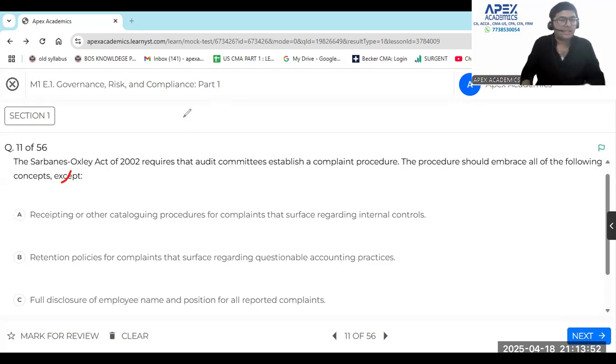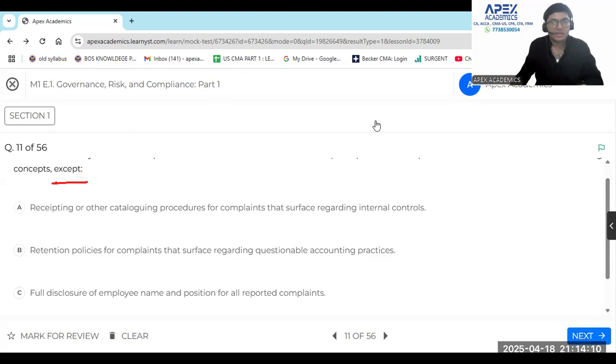Please try to understand. The complaint procedure should embrace all of the following except, meaning one thing should not be there. It shows that one of the below should not be there. What should not be there? One of the below items should not be there.